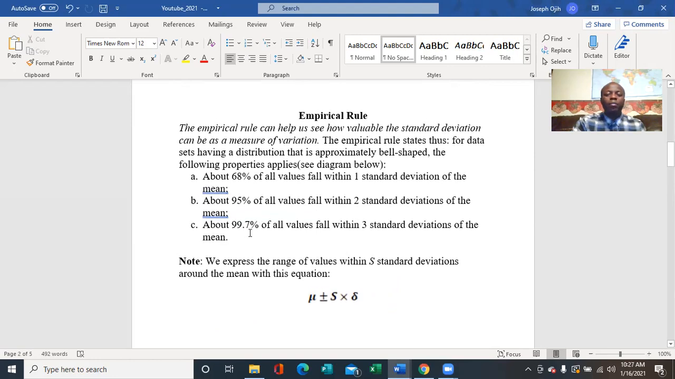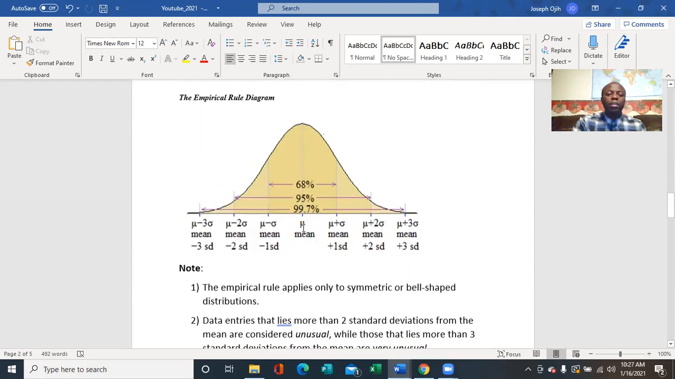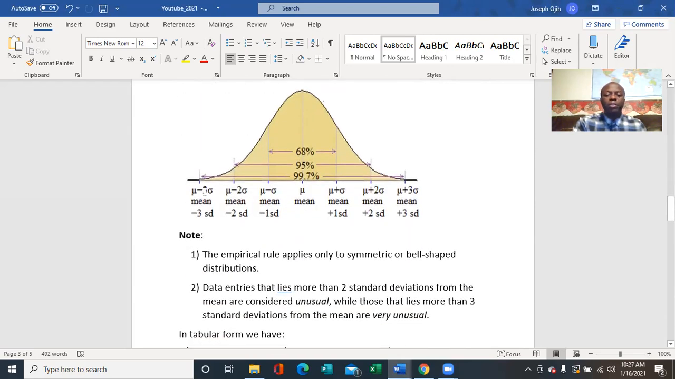Now, the third rule says about 99.7% of all the values fall within 3 standard deviations. You can see on the left side, mean minus 3 standard deviations, which is the lower end. So it's 3 standard deviations away from the mean on the left side. Here you can see the mean plus 3 standard deviations, which is 3 standard deviations away from the mean on the right side, the upper end. I also listed how many standard deviations they are on the left and right side here.